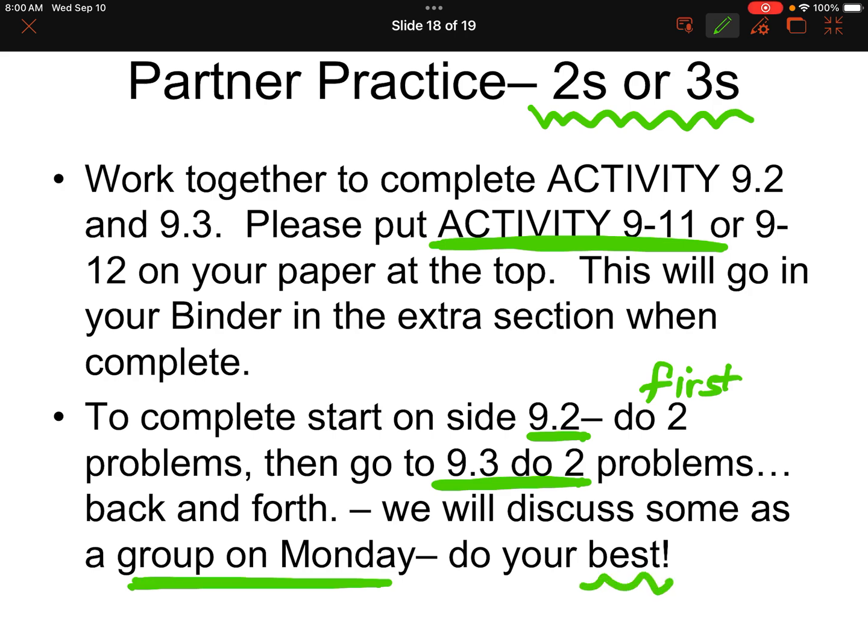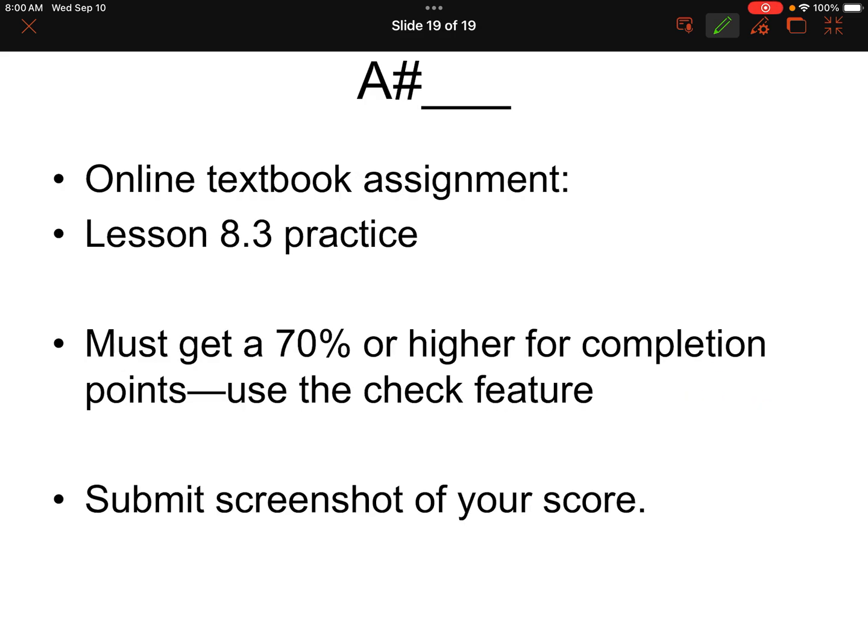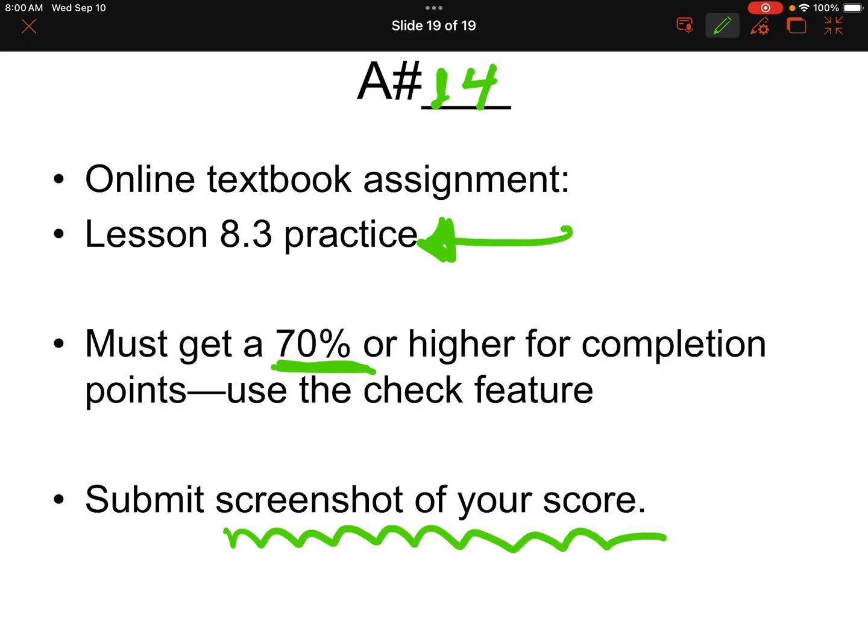I want you to do your best. If I'm in class, you can ask me some questions, but you can work with your partners. You can talk in your groups. Once you have all of those completed, you're going to begin work on assignment number, I don't even know what number we're up to because I'm not good on my plan book here. Let me check. You will begin work on assignment number 14. And assignment number 14 is your online practice from lesson 8-3, 70% or higher. Submit a screenshot of your score. Once again, you don't have to do any work. You might need some paper to do some of the scrap calculations, but you don't have to turn in any work paper, just your answers.